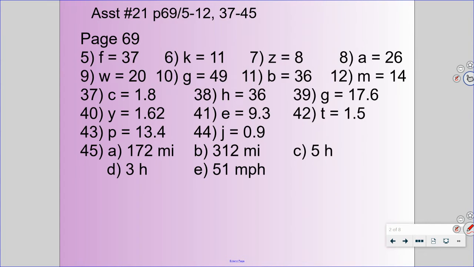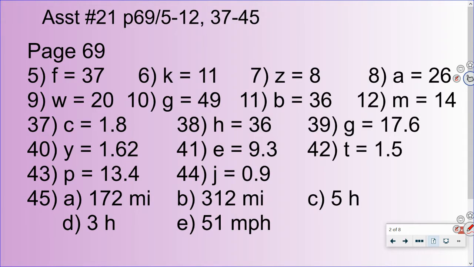But first, let's pause for a moment and check your homework from assignment number 21, page 69, 5 to 12, 37 to 45. Pause and come back when you're ready.